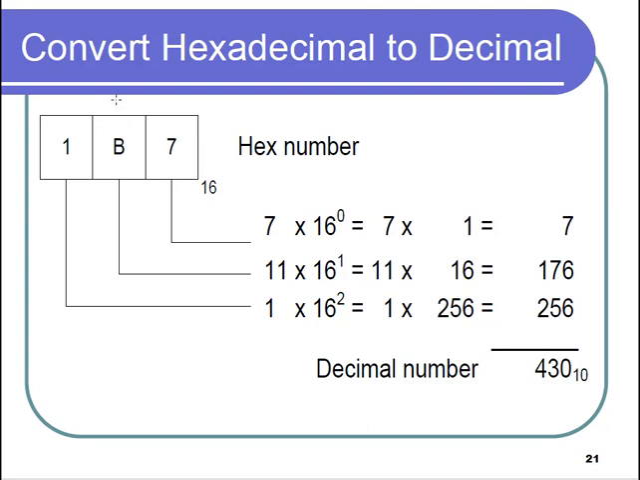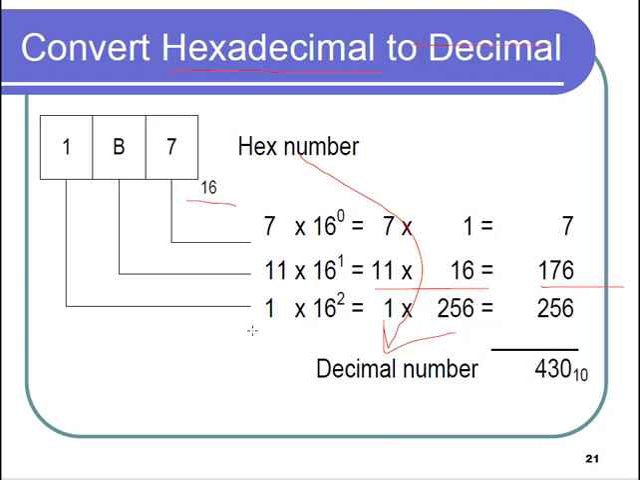As usual, we need to convert, in this case, hexadecimal to a decimal value. For example, we have a hexadecimal number which is 1B7, base 16. Now we need to change from the hexa number to decimal. So in this case, 7 multiplied by 16 to the power of 0 is equivalent to 7, and then B, which is 11 actually, multiplied by 16 to the power of 1 is equivalent to 11 multiplied by 16, which will give us the value of 176.